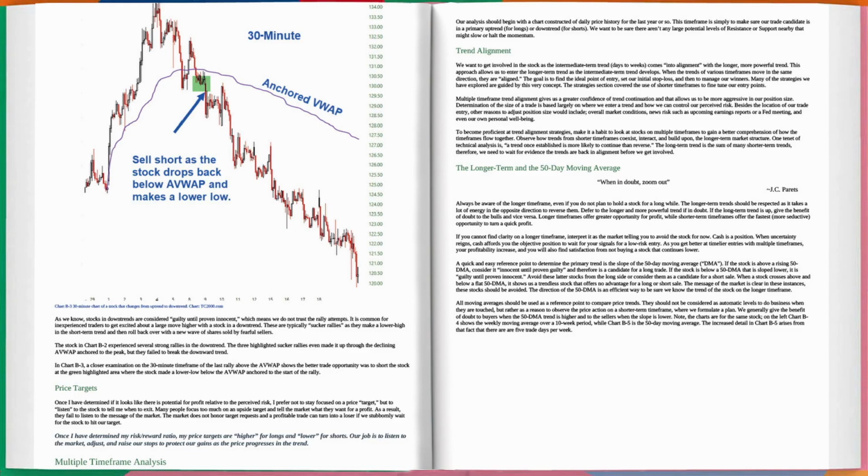The stock in chart B2 experienced several strong rallies in the downtrend. 3 highlighted sucker rallies even made it up through the declining AVWAP anchored to the peak, but they failed to break the downward trend. In chart B3, a closer examination on the 30-minute timeframe of the last rally above the AVWAP shows the better trade opportunity was to short the stock at the green highlighted area, where the stock made a lower low below the AVWAP anchored to the start of the rally.